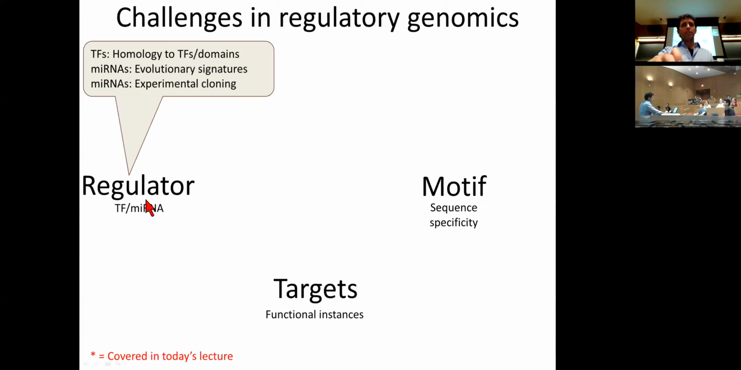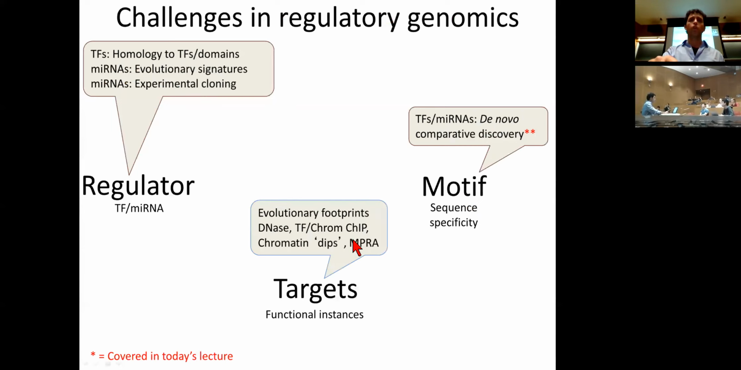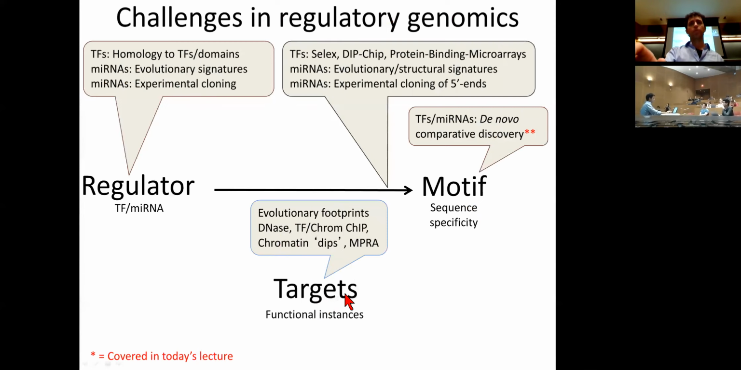And then to recognize the TFs, we can look at their homology, the homology of every protein to known transcription factors and known domains, basically discovering new transcription factors. We can use evolutionary signatures or experimental cloning to discover new microRNAs. To discover the motifs, we can use de novo discovery, as we're going to see at the end of the lecture. To discover the targets, we can use these evolutionary footprints or these actual DNA footprints. We can digest everything that's not bound by the factor, and then end up at these specific locations.